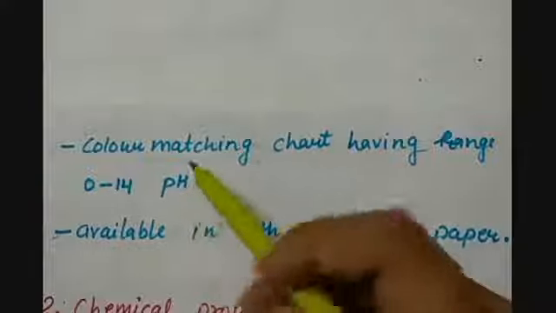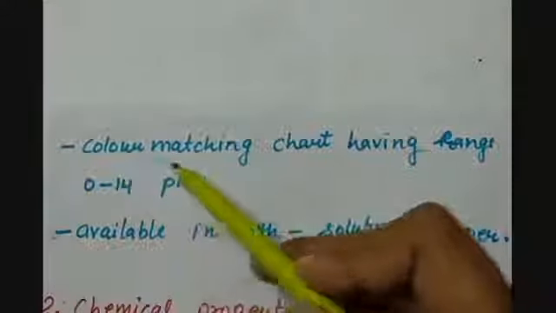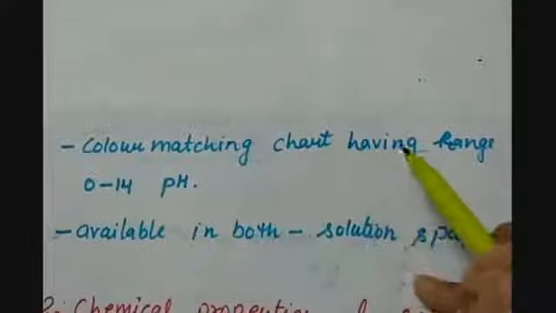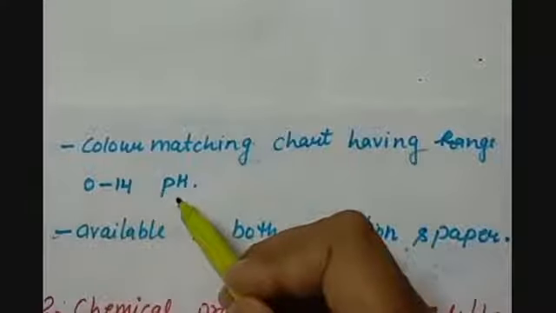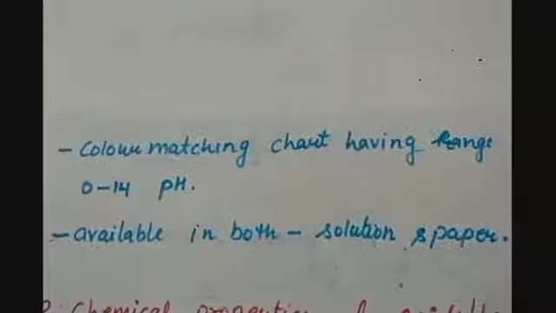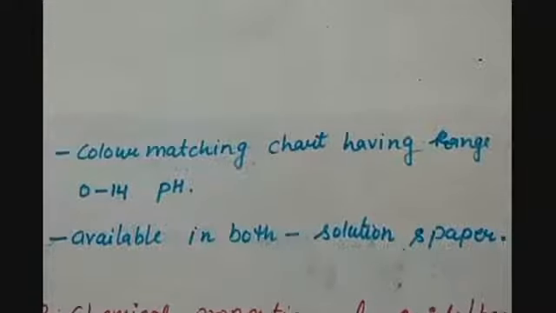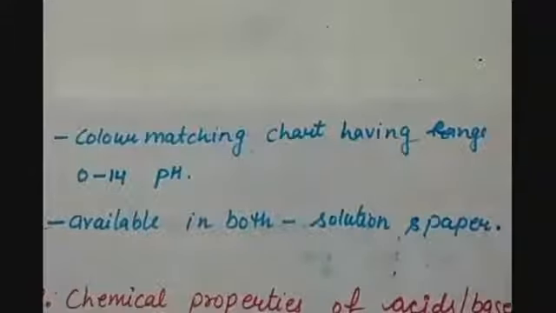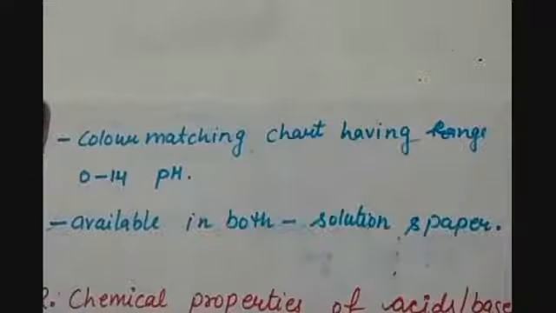And the universal indicators have a color matching chart with a range of 0 to 14 pH, and for every value of pH it has a different color. That is why we can get to know how acidic or basic the solution is. One more important thing about universal indicators is that they are available in both forms, solutions and papers. Now let us see a paper chart, or a color matching chart, of universal indicator.